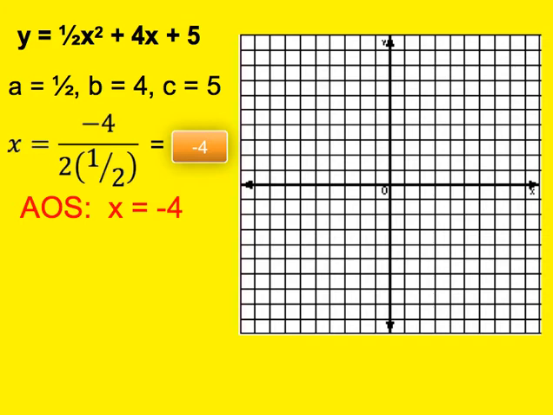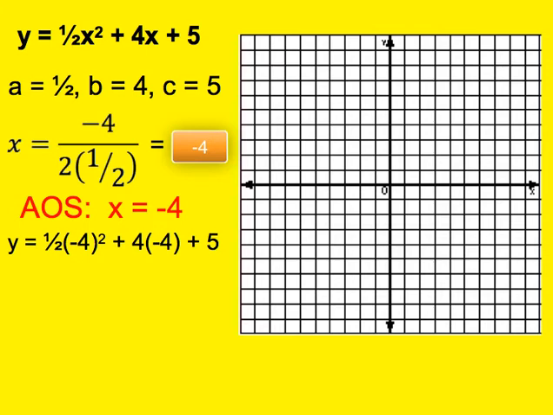Okay, so we know that x is negative 4, which puts the axis of symmetry at negative 4, and we'll talk more about that when we get to the graph. The next thing you want to do is find the y of the vertex. And to find the y of the vertex, we plug the x of the vertex into the equation.